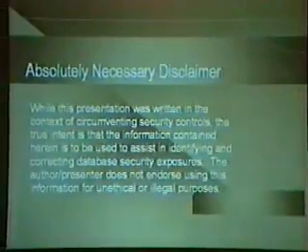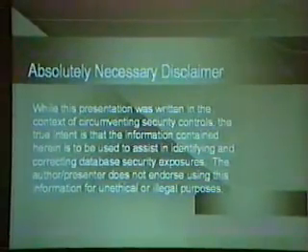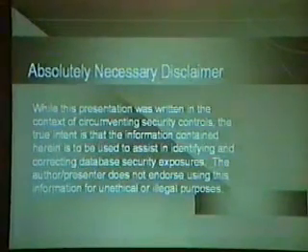First, a usual disclaimer. And then, because of my professional affiliations, my absolutely necessary disclaimer. I'm not saying go out and use this information for any kind of illegal purposes.